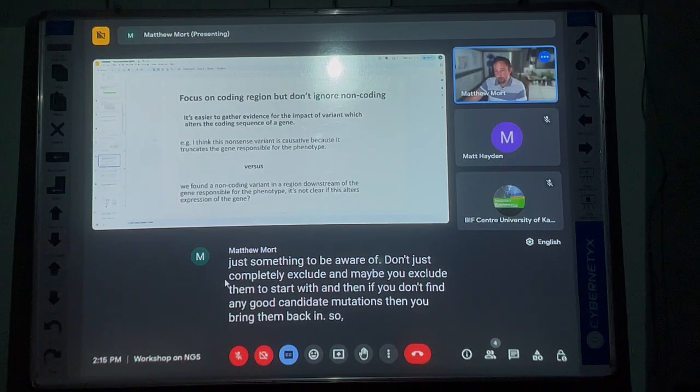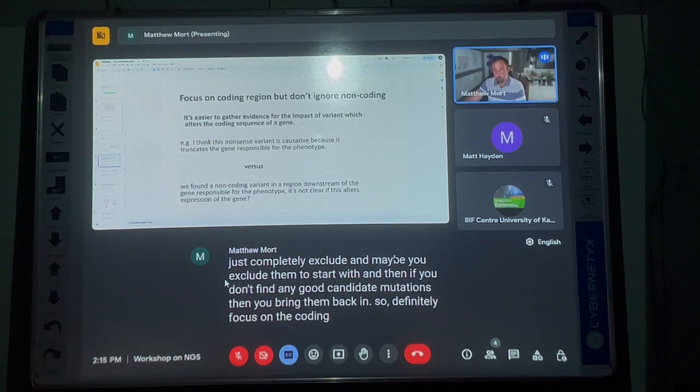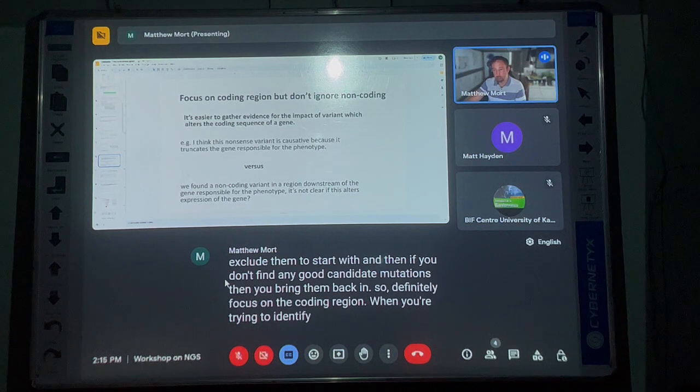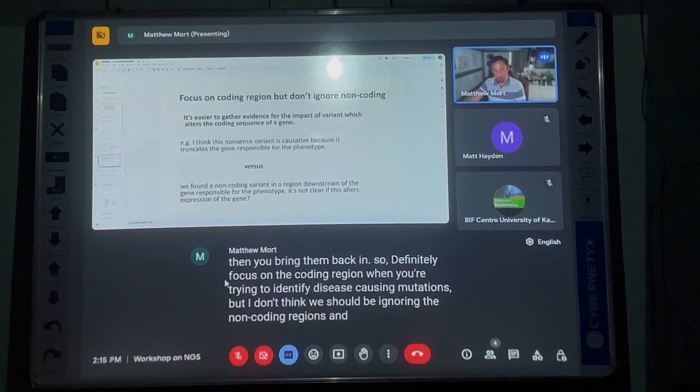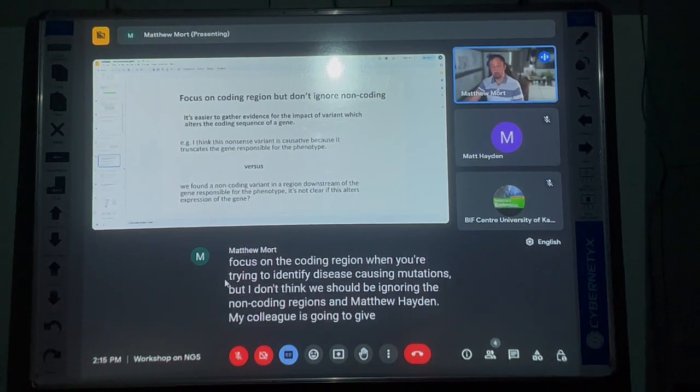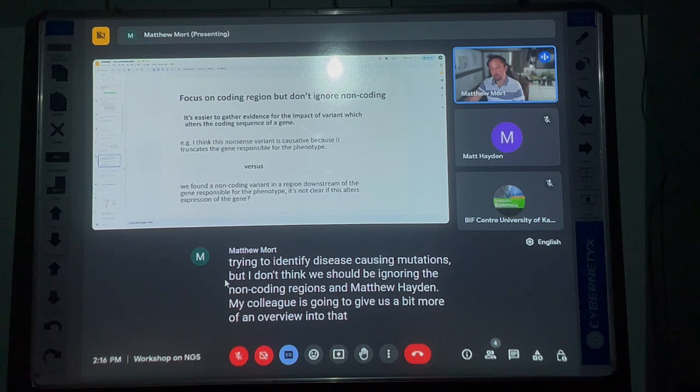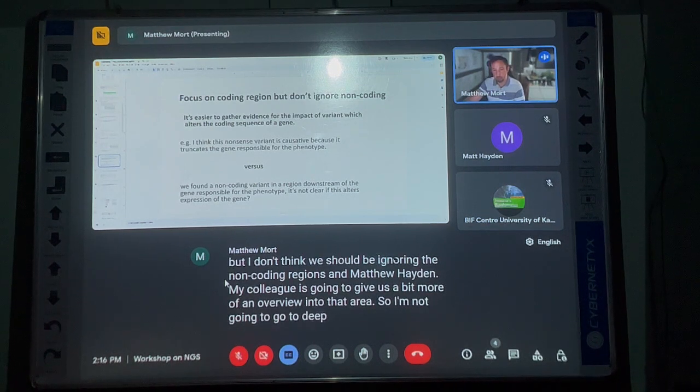So definitely focus on the coding region when you're trying to identify disease-causing mutations. But I don't think we should be ignoring the non-coding regions. And Matthew Hayden, my colleague, is going to give us a bit more of an overview into that area, so I'm not going to go too deep on all of this.